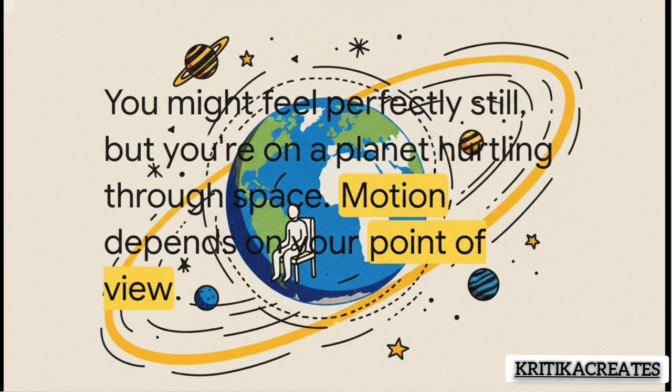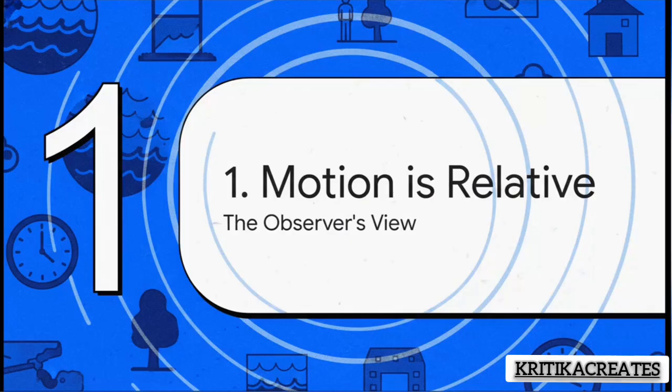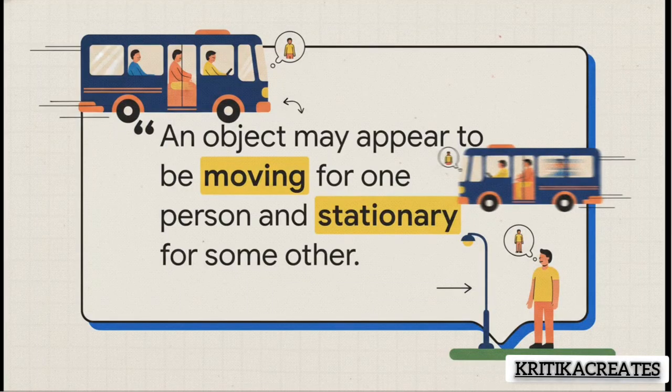And this gets us to the first and maybe the most important rule of motion. It's all about your point of view. And that idea leads us straight into our first big concept. Motion is relative. To describe any kind of movement, we first have to agree on a starting point, something that isn't moving, at least from our perspective. Just picture this. You're on a bus. To you, the person sitting right across the aisle is perfectly still, right? But to someone standing on the sidewalk watching you go by, you are both zooming past. So who's right? Well, guess what? You both are. It all depends on the observer.